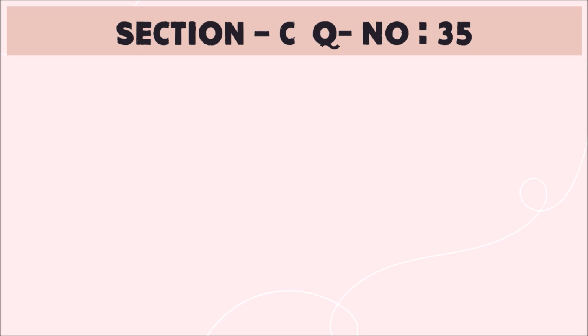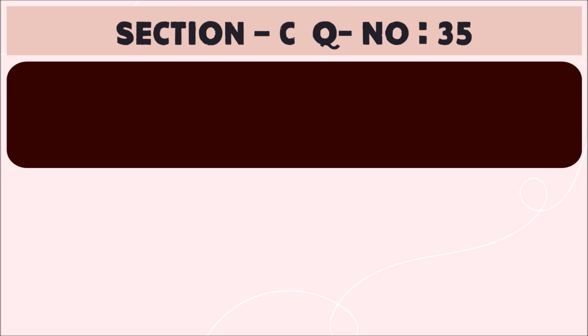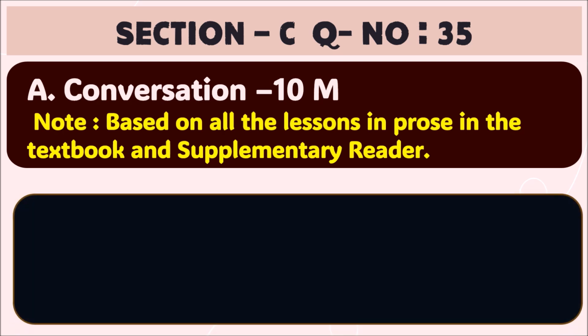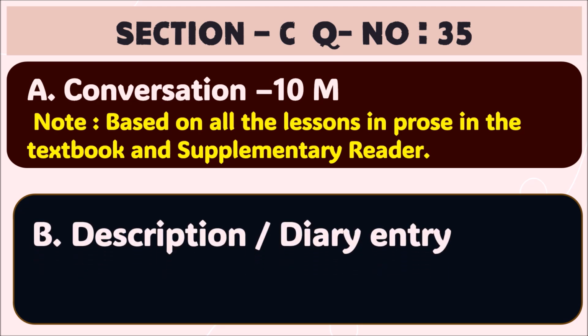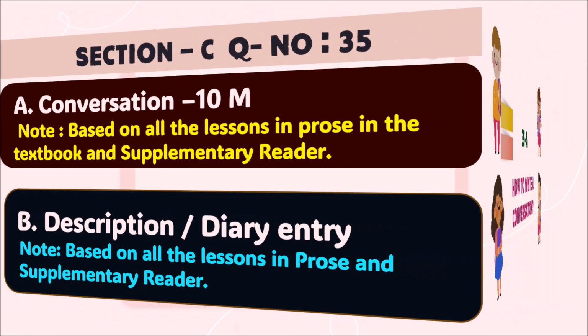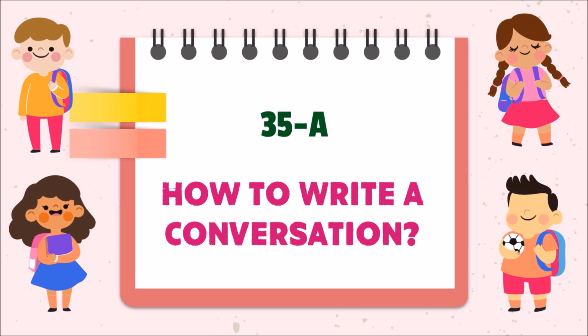Now let's see section C, question number 35. A is all about conversation based on all the lessons in prose in the textbook and supplementary reader, and B is related to either a description or a diary entry. The syllabus reference is based on all the lessons in prose and supplementary reader. Now let's see how to write a conversation first.